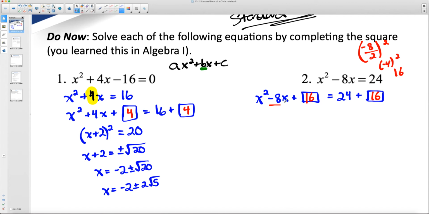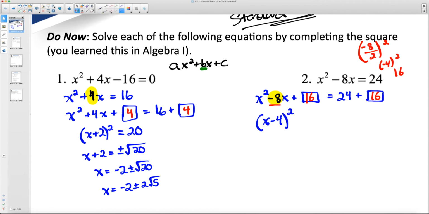This now is factorable. So we think, what multiplies to 16 and adds to -8? It's going to be -4 and -4, or x minus 4 squared. I don't know if you realize, but it's always going to be whatever half of that b value is. Half of -8 is -4. Half of 4 is 2. It will always be that way.